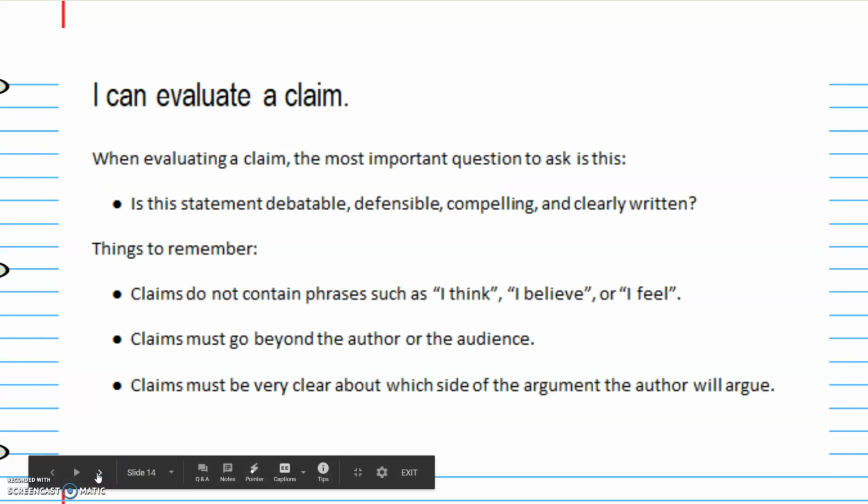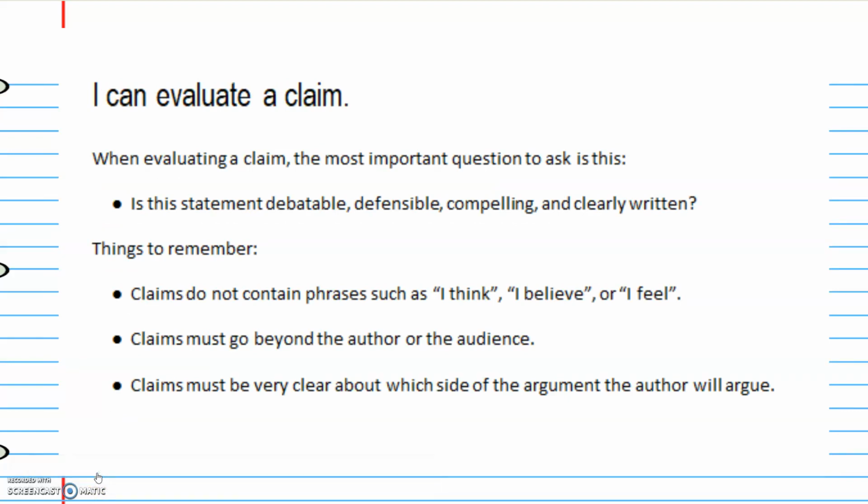Can you evaluate a claim? I think you can. I can evaluate a claim. When evaluating a claim, the most important question to ask yourself is: is this claim debatable, defensible, compelling, and clearly written?